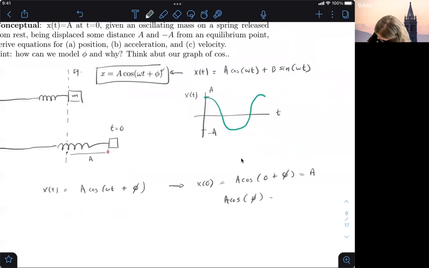Cosine of phi equals a, which means that cosine of phi is equal to 1. So there are different options to make cosine of phi equal to 1. But we know that we want it to be at the origin, right? So if it's at the origin, we're choosing this phase shift to be 0, because we just have a cosine function and we're not moving at a particular distance from the origin. It's going to start here.